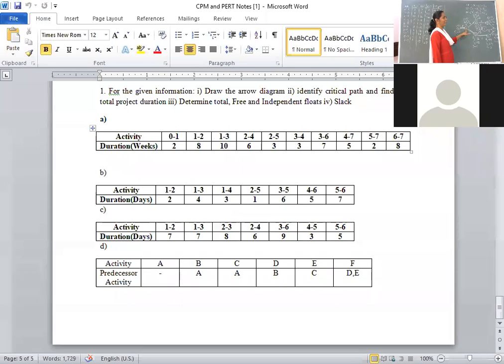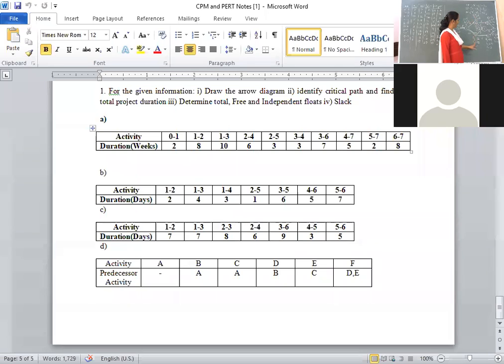For node 1, we have to compute the slack. That is L1 minus E1. Backward pass is L1, forward pass is E1. L1 minus E1, that is 2 minus 2, you will get value 0. Similarly, for node 2, the formula is L2 minus E2, that is 16 minus 10. Slack value is 6. For each and every node, you have to compute the slack value.